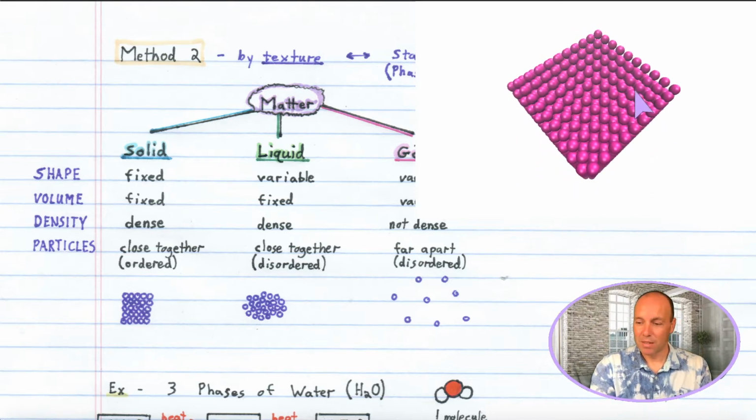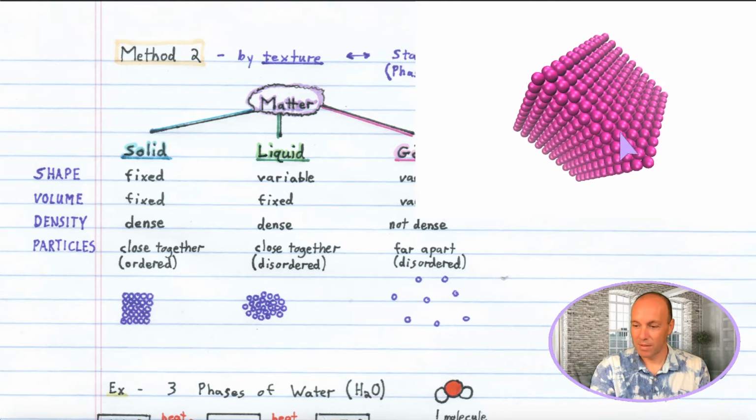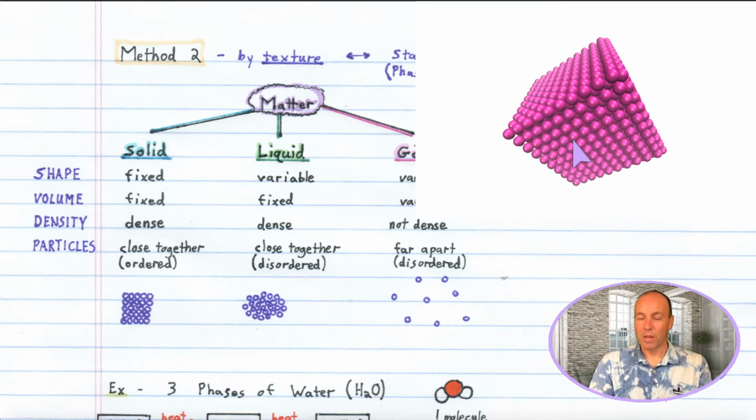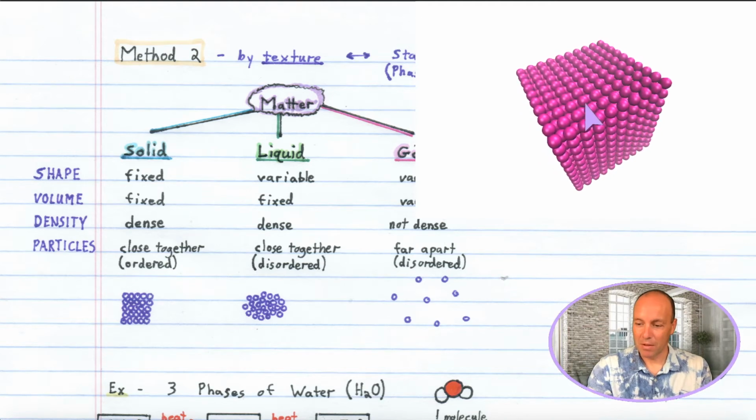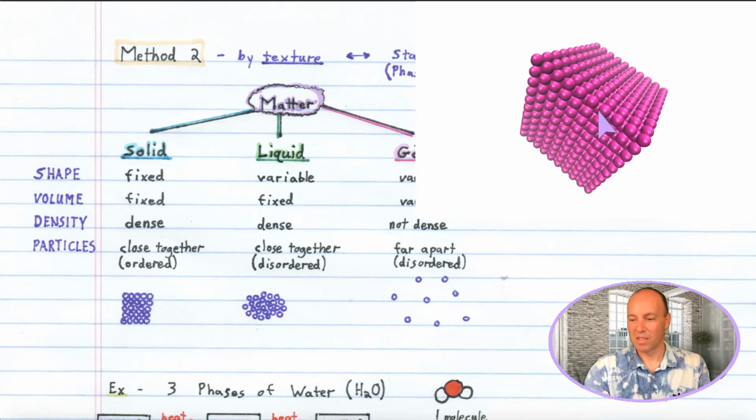Most solids are crystalline, where the particles are nicely organized. Solid water is also made of tiny water molecules that are packed together in a nicely organized fashion, and we'll see a picture of that in just a moment.